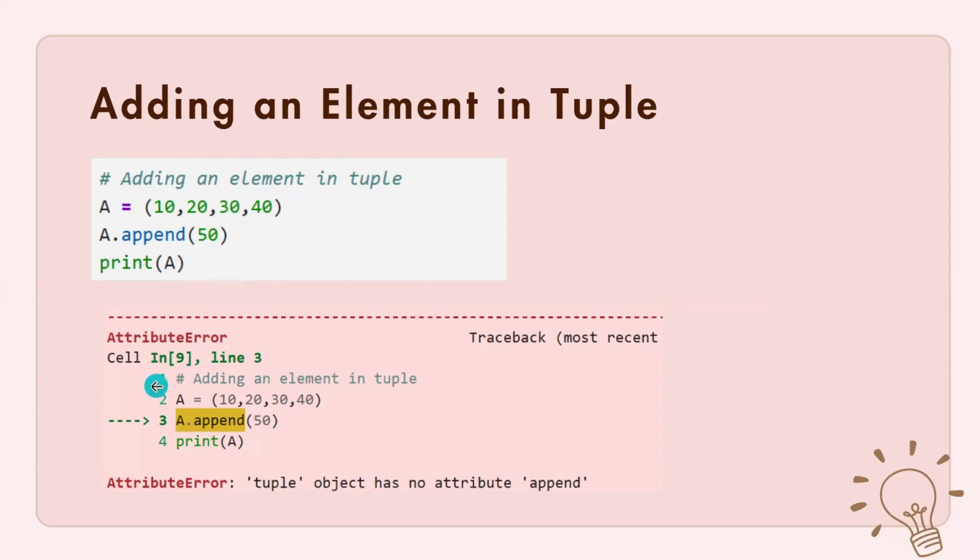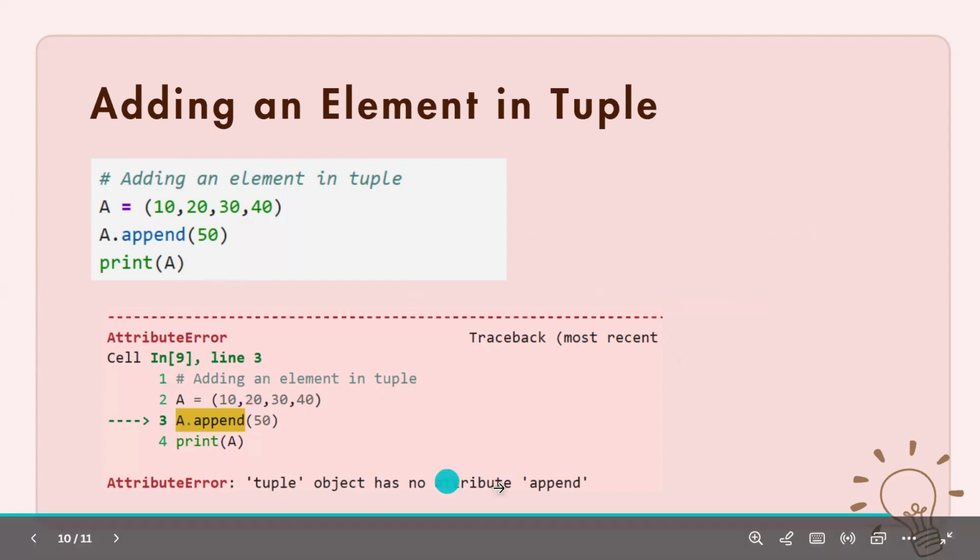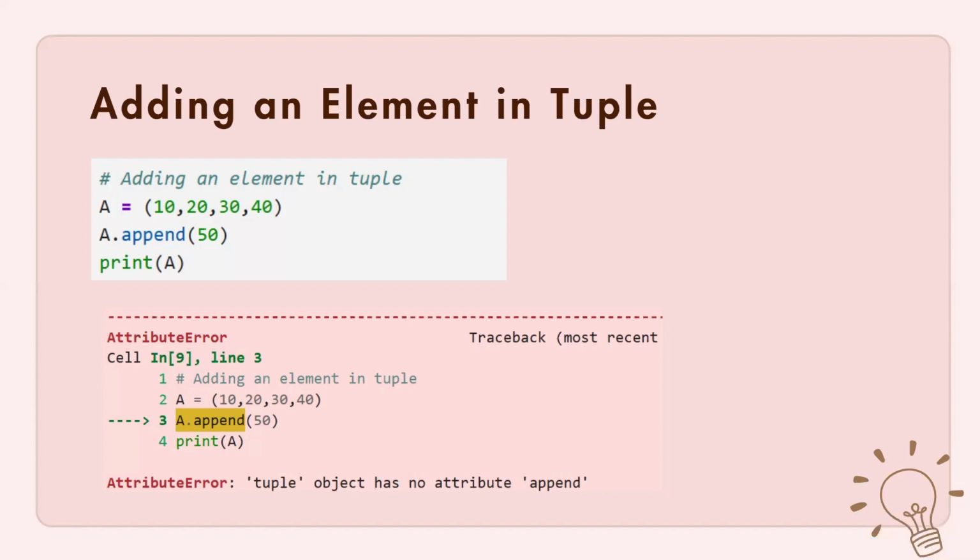And here the error message occurs, an AttributeError, right? Tuple object has no attribute append. It confirms that you tried to use the append method on a tuple, which is not allowed because tuples are immutable in Python. Here the tuple structure remains unchanged because the list inside it gets modified.